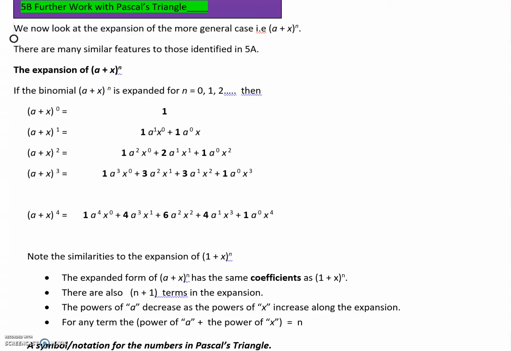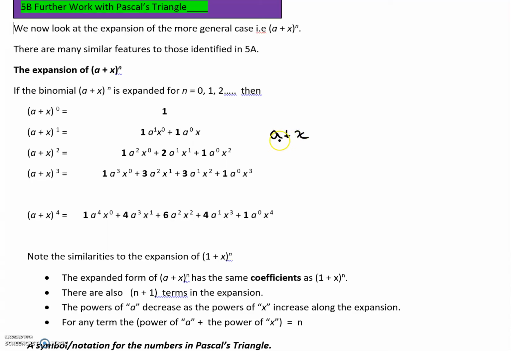So you know that in (a plus x) to the naught, anything raised to the 0 power is 1. It's not really telling us very much. Let's have a look at the next situation, (a plus x) to the 1. We'd normally just write that as a plus x.